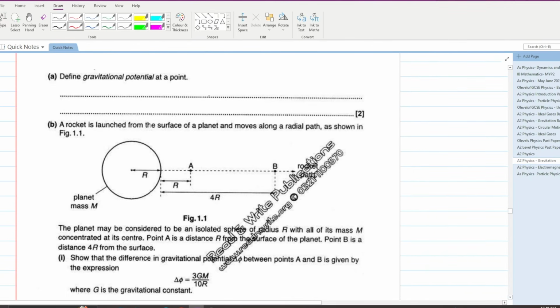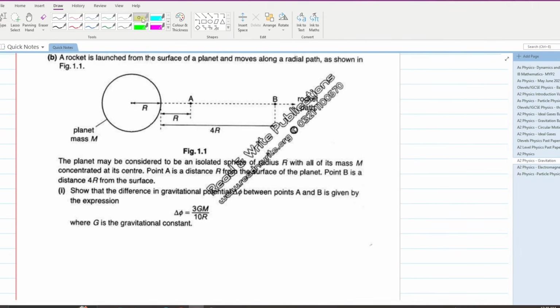Define gravitational potential at a point. You will easily be able to do this through the notes, through the videos of the A2 playlist. A rocket is launched from the surface of a planet and moves along a radial path as shown in figure 1.1. The mass may be considered to be an isolated sphere of radius r, with all of its mass M concentrated at its center. Point A is a distance r from the center of the mass. Point B is a distance of 4r from the center of the mass. Show that the difference in gravitational potential between A and B is given by this expression.